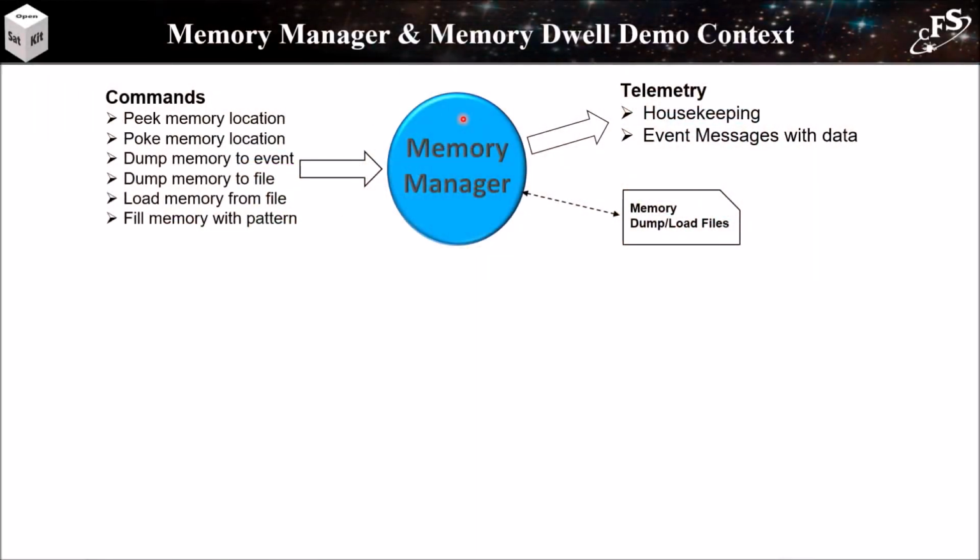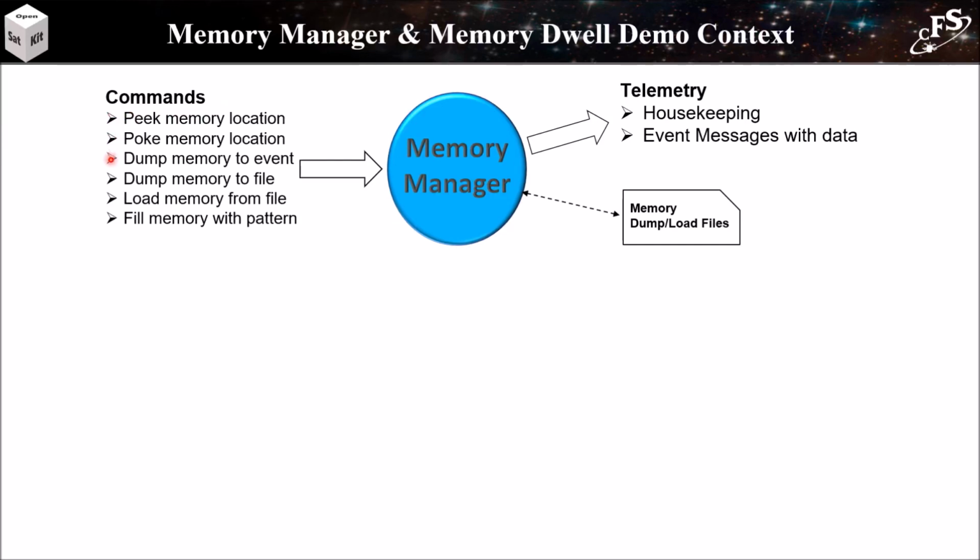Let's look at the demo context. First, we have the Memory Manager app, and it provides commands for directly reading from memory and writing to memory. In this demo, we'll be using the following Memory Manager commands. We're going to peek memory locations, which means read them, and the result will be put in an event message. We're going to poke memory locations, which means write to them.